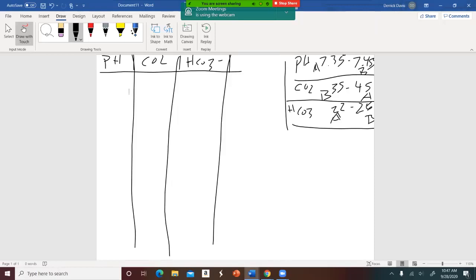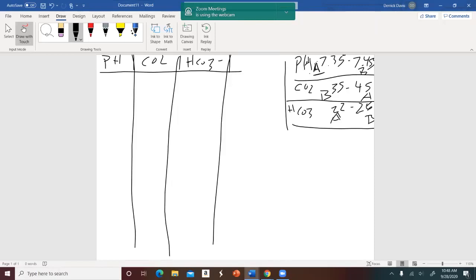And that's what I've done up here in the corner. I said, hey, my normal pH values are 7.35 to 7.45. Anything lower than 7.35 is going to be an acidosis. That's why I put that letter A there. Anything greater than 7.45 is going to be basic. That's why I put the B there.